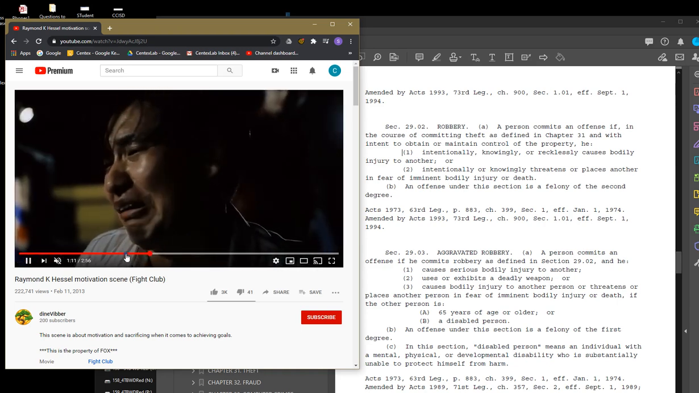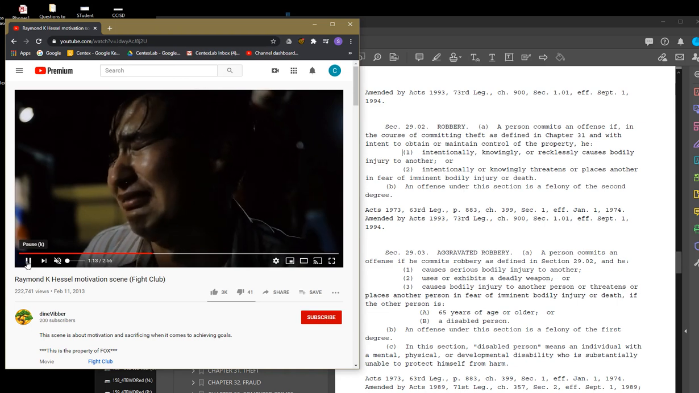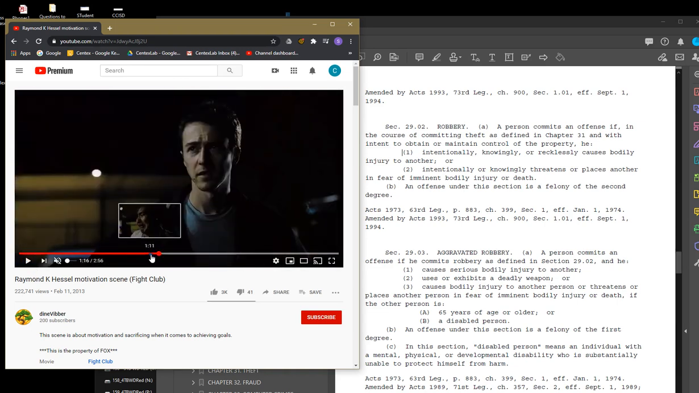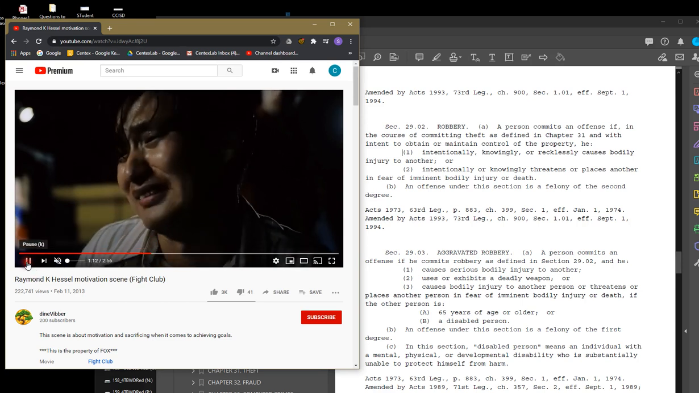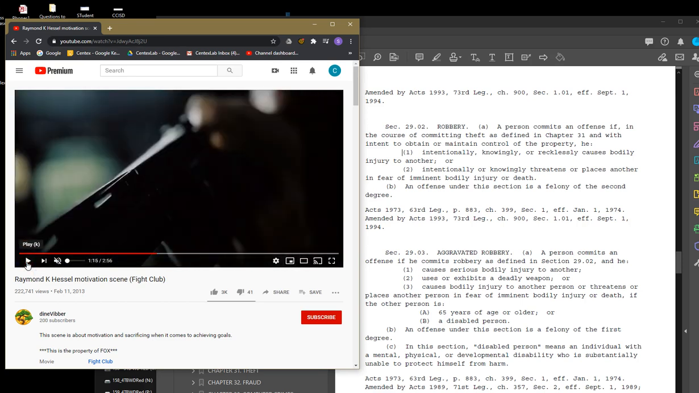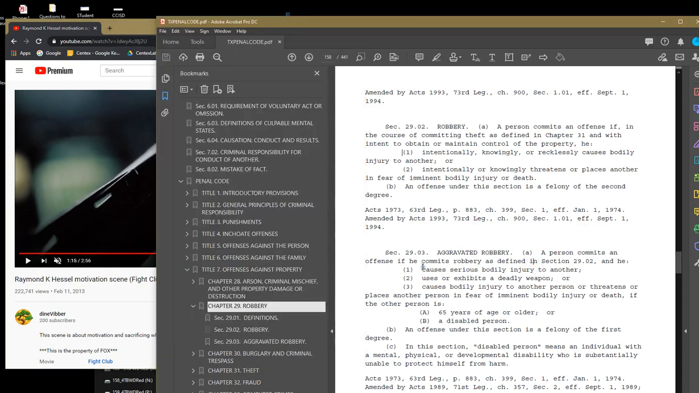Clearly, he is threatening Raymond Hessel. He is taking property by force or threat, but he is using a deadly weapon, right? He is using a handgun to do that, and that is what is going to make this aggravated. So let's look at aggravated robbery. What it tells you here is a person commits an offense if he commits robbery as defined in 2902. Well, again, if you just start reading aggravated robbery, you say, okay, what is robbery?